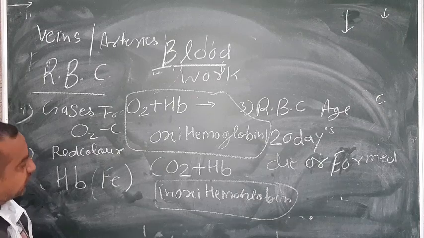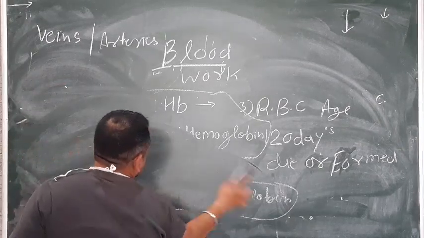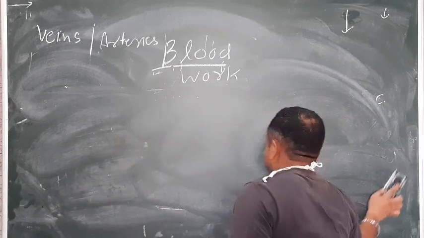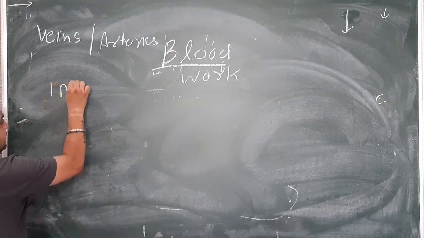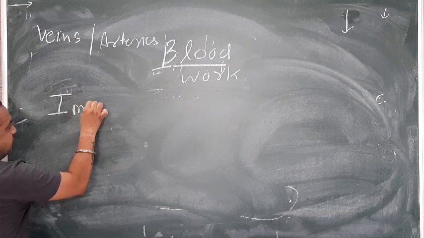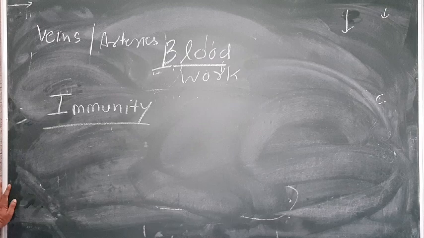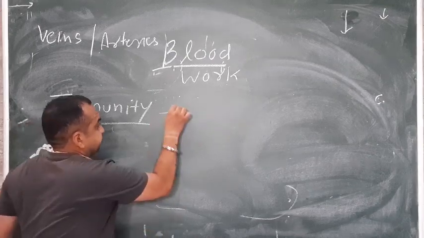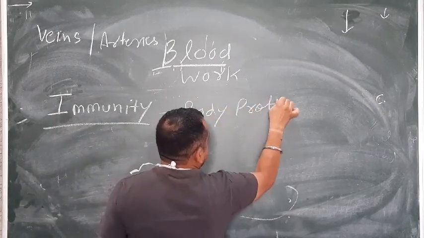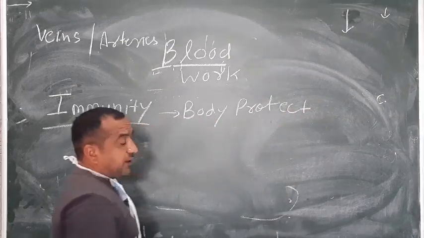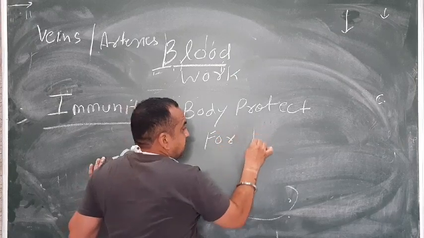That's the thing. Okay, we can study again. The next is WBC. Okay, a question from my side: what is immunity? Immunity means that our body protects against pathogens.